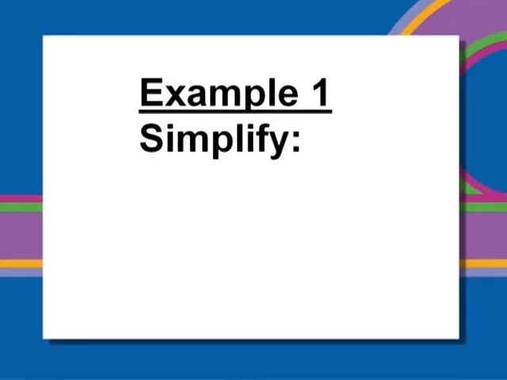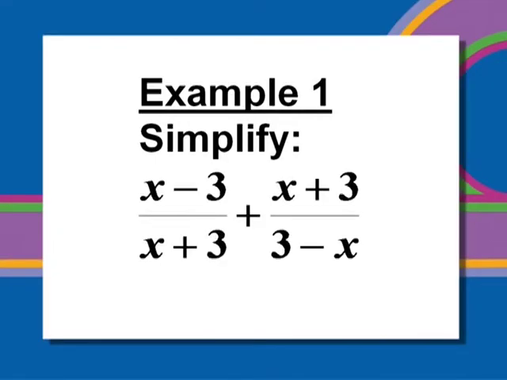The first example says simplify that expression. Now be very, very careful here. You've got to simplify this expression. There's a plus and something very interesting. You'll notice that you've got (x - 3)/(x + 3) + (x + 3) and then there's a (3 - x). Now, a good idea would be to get the bottom right expression to look like x minus something.